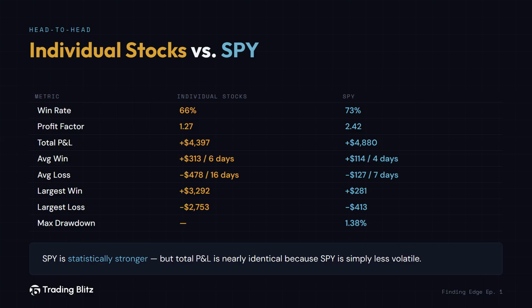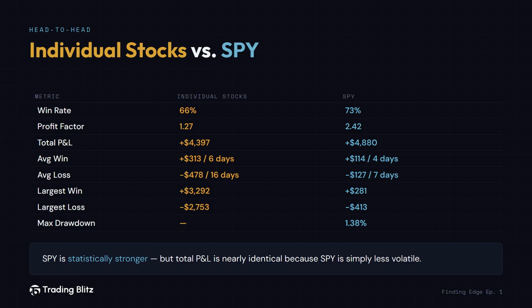Now, the average winning trade earned roughly $114, whereas the average losing trade lost roughly $127. And notice how close those two numbers are to each other, right? The gap for the average win versus the average loss is only $13. Now compare that to individual stocks where the gap was $165. So SPY is tighter, right? It's more predictable. It gives you a more predictable result.